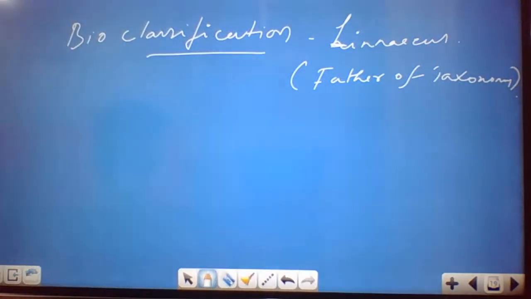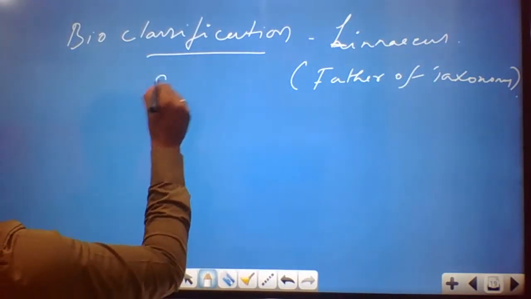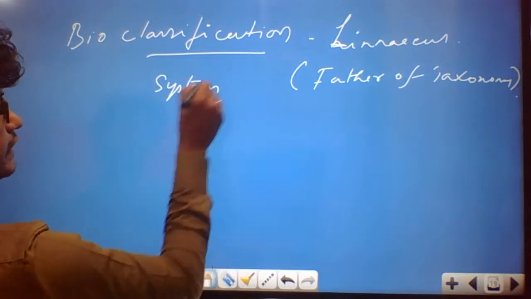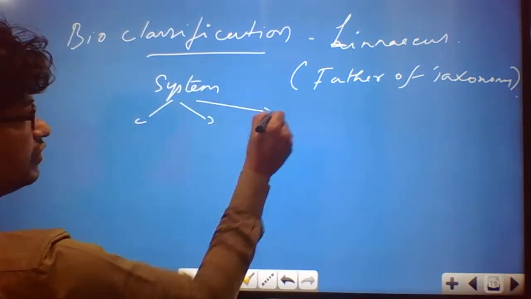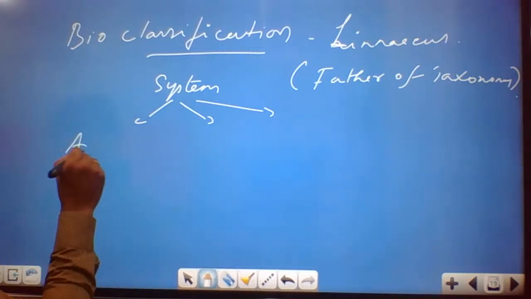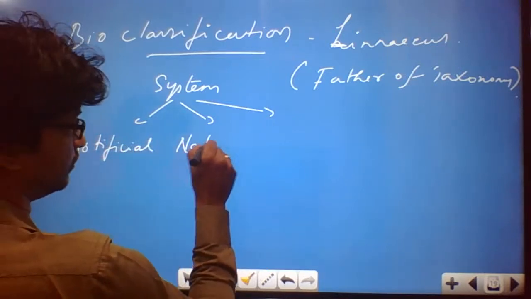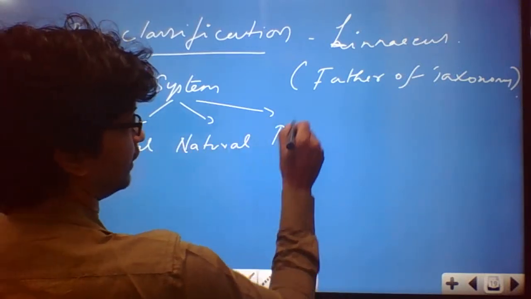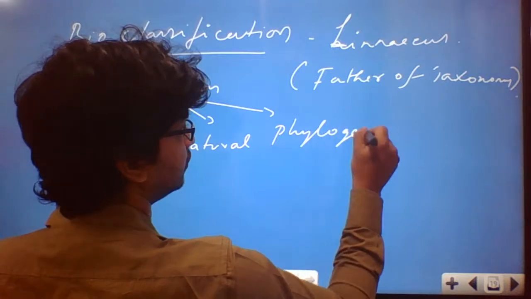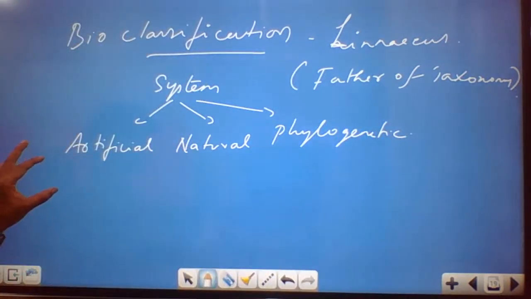Father of taxonomy. Fine. As far as system is concerned, when we talk about biological classification, we have three systems. What are the three systems? We have the artificial system, the natural system, and the phylogenetic system. We have three types of system on the whole.